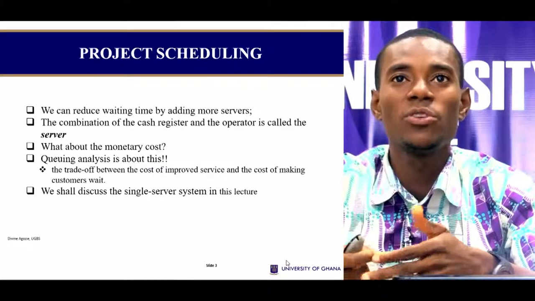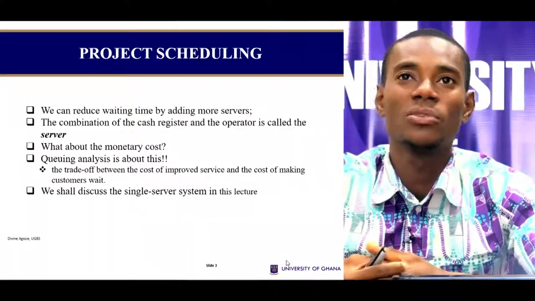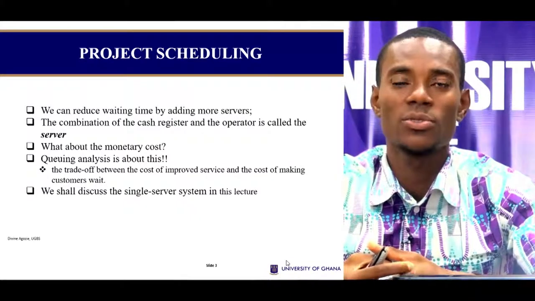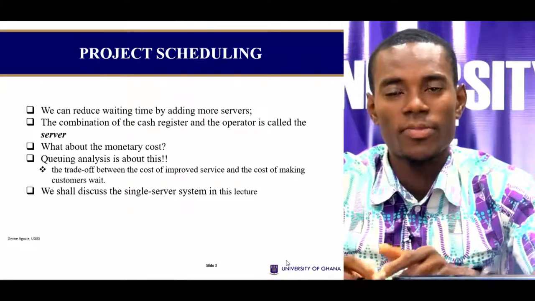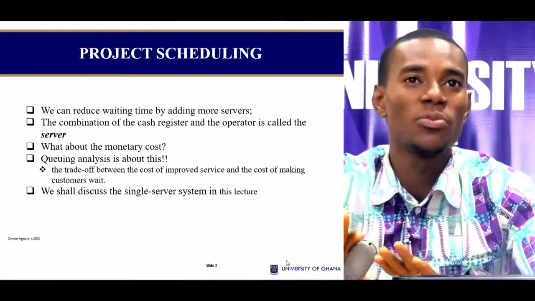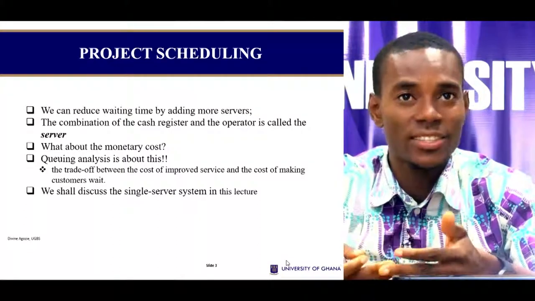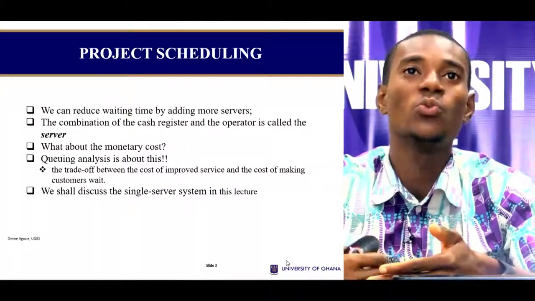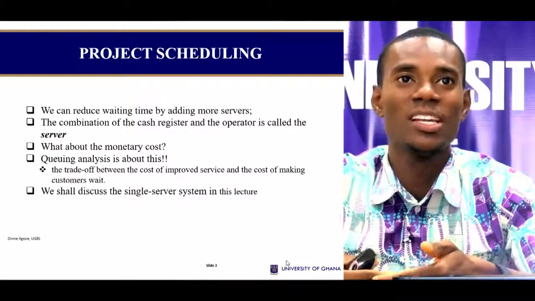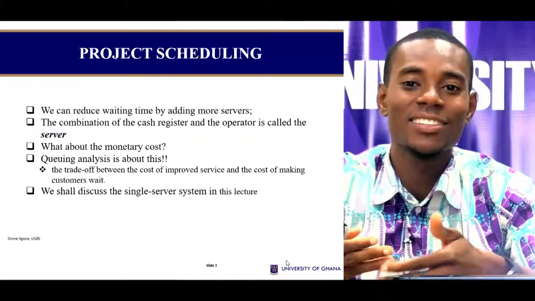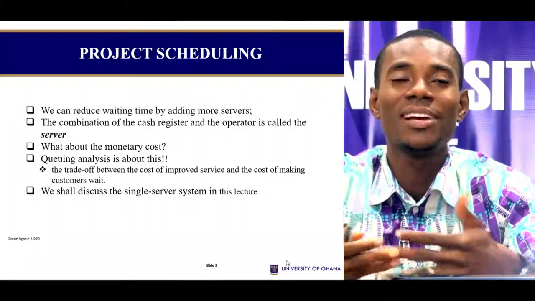Now, we can reduce the waiting time by adding more service. The combination of the cash register and the operator is called the server. The point we just want to make here is, we're going to look at techniques of improving on waiting times of customers. Now look, if any customer comes in and gets his or her service timely, they're happy.